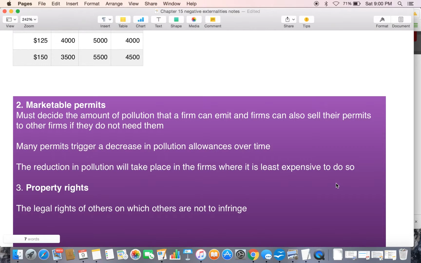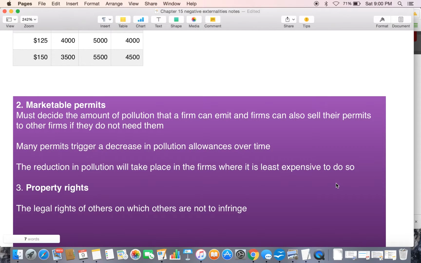So what we actually see happening with marketable permits is that firms will trade these permits between one another. One firm might say, well, I'm actually not producing that much pollution, so I can sell my permits to another firm which might actually be producing more pollution. And the conclusion is that the firms that will be able to least expensively reduce pollution in their production process will do so. And so this is an efficient solution.